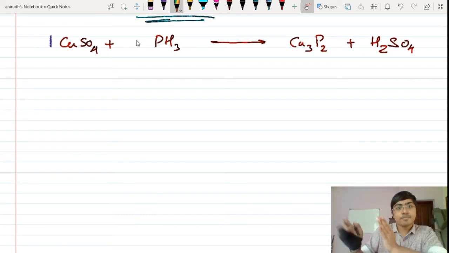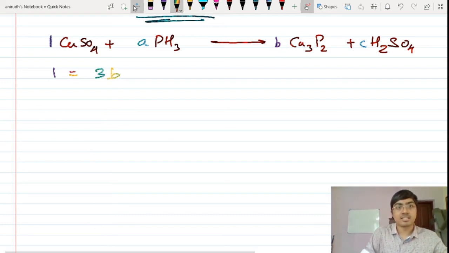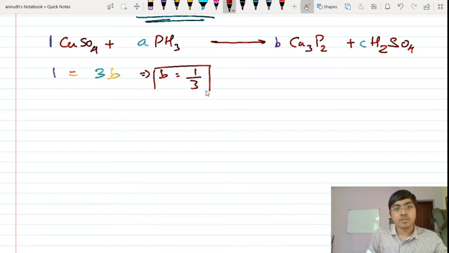Now I will just simply place the other coefficients as A, B and C. Now simply equate the number of atoms. On the left hand side I have 1 copper atom. On the right hand side I have 3 copper atoms, isn't it? 3B copper atoms. So that's one of my equations, or this implies B is equal to 1 by 3, isn't it? So we got one of the coefficients now.